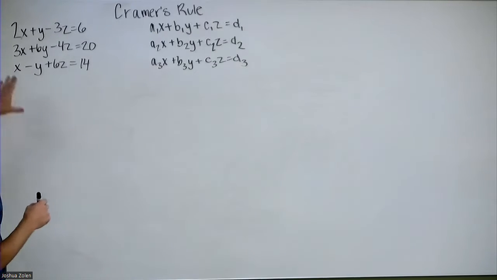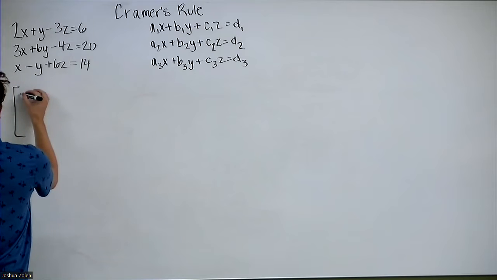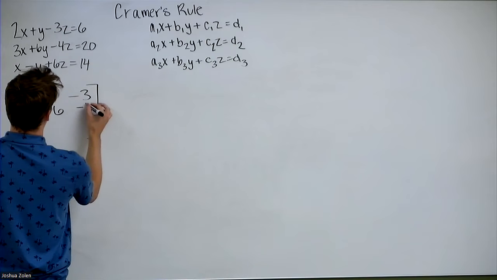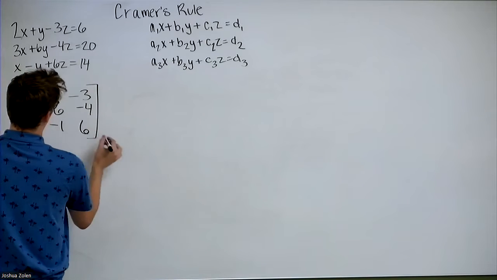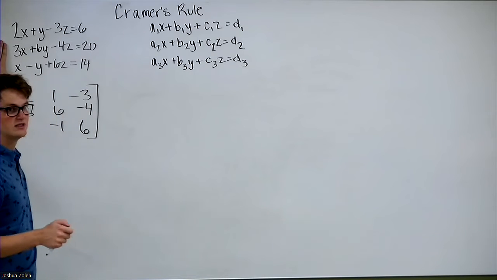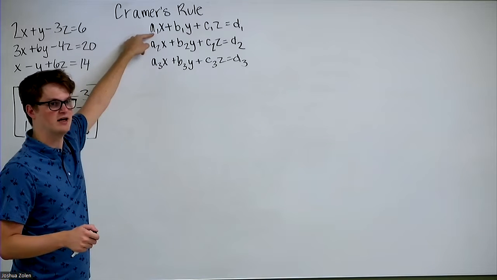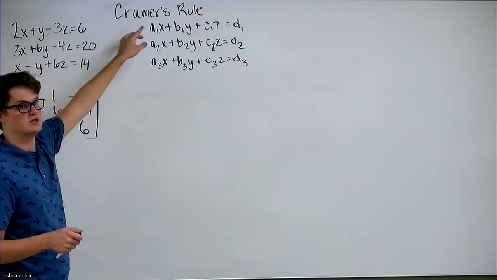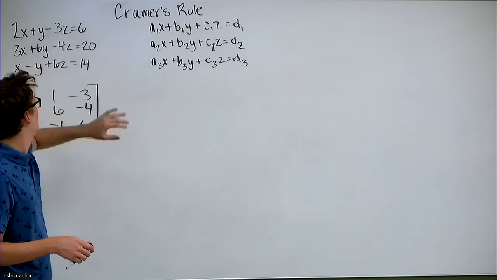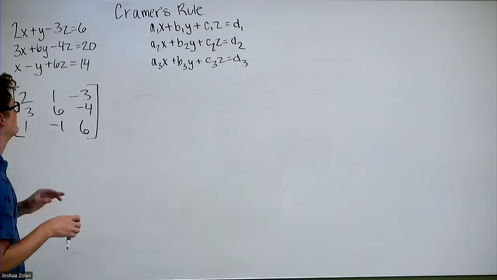So if we start by turning this system of equations into a 3 by 3 matrix, we get this matrix. You'll also notice that we converted the system of equations into a general formula. So we have the coefficients of x represented as a1, a2, a3, the coefficients of y as b1, b2, b3, and the coefficients of z, c1, c2, and c3. And then we just turned the answer into d1, d2, and d3. We'll get to that in a second.